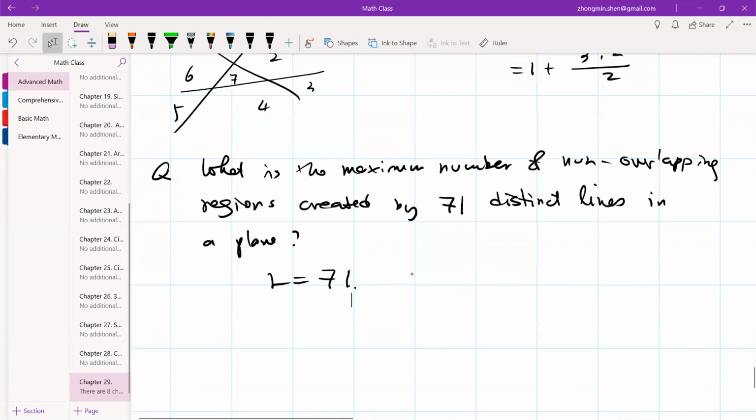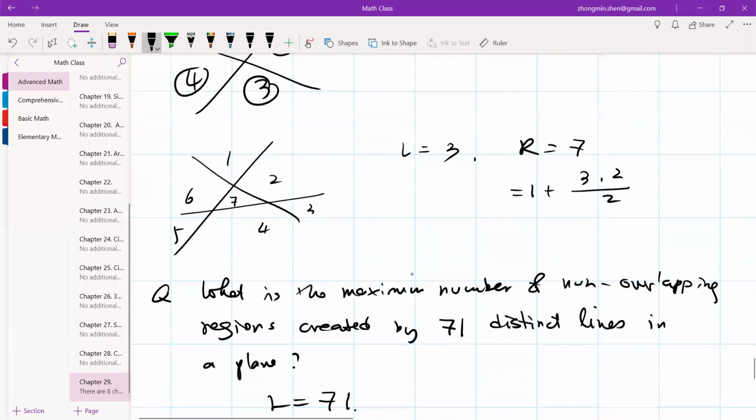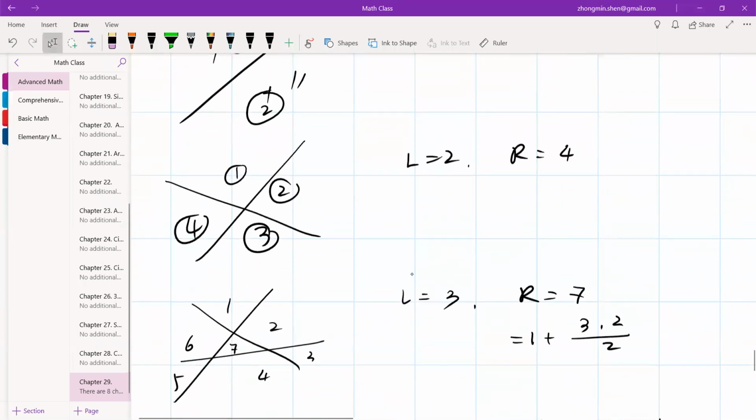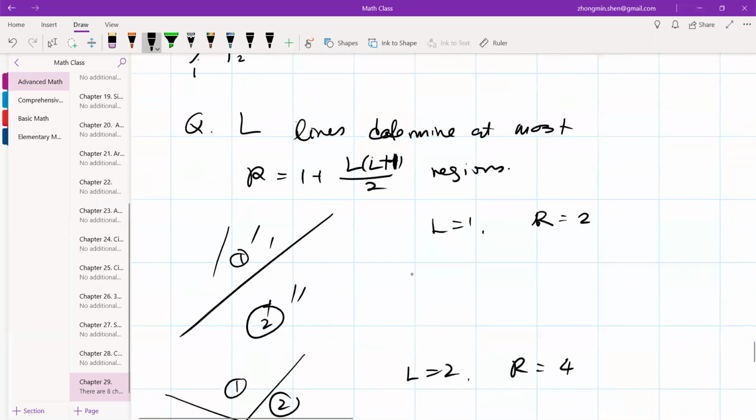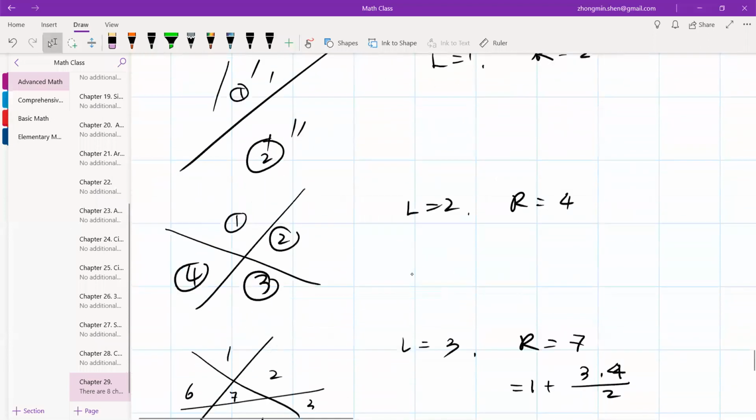Now you derive the general formula, right? R is going to be 1 plus L times L plus 1 divided by 2. L plus 1, so not L minus 1. Hold on. Yeah, this is the formula. Let's go back to here. 1, 2, 3, 4, 6, 7. Yeah, so that should be plus here. Yep. The formula I got here is plus. Based on my observation, it's plus, not minus. Okay, I correct this.